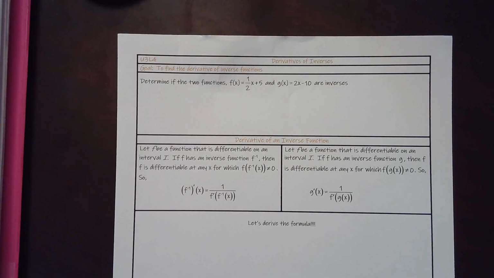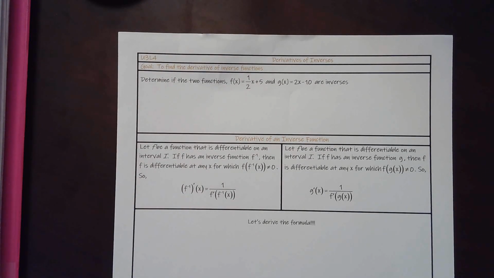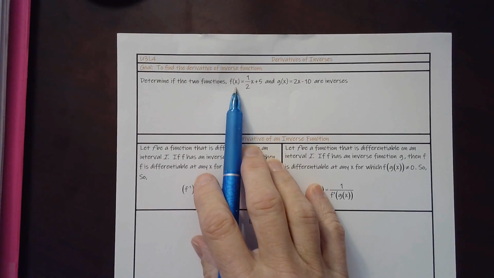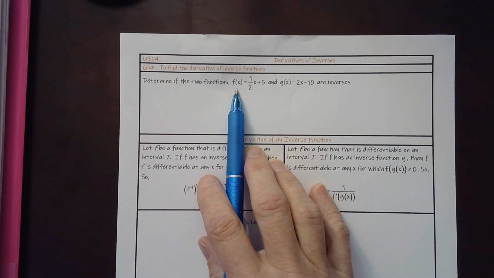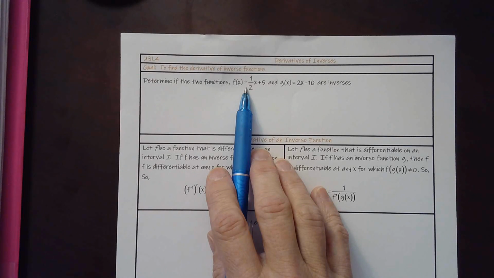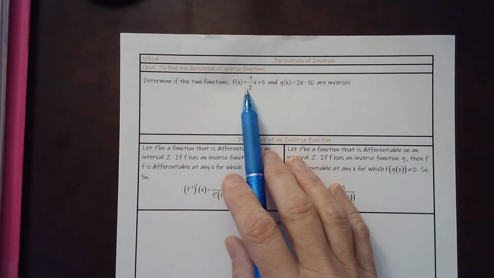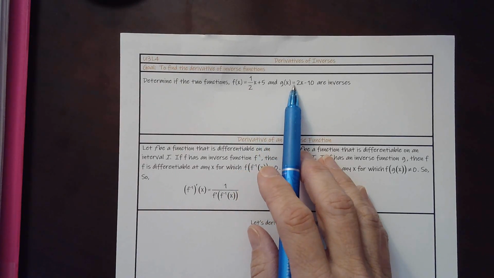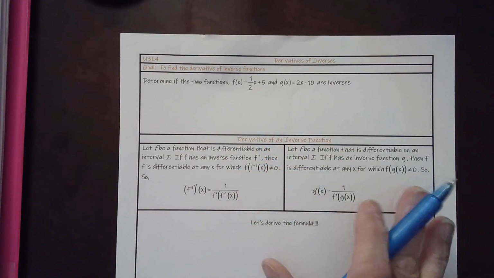All right, lesson 4. What are we going to be looking at today? So we are going to be working with how to find the derivative of an inverse. But I want to first take a couple of minutes and remind ourselves a little bit about inverses. So the question I have posed here is to determine if f of x, which equals 1/2 x plus 5, and g of x, which equals 2x minus 10, are inverses.